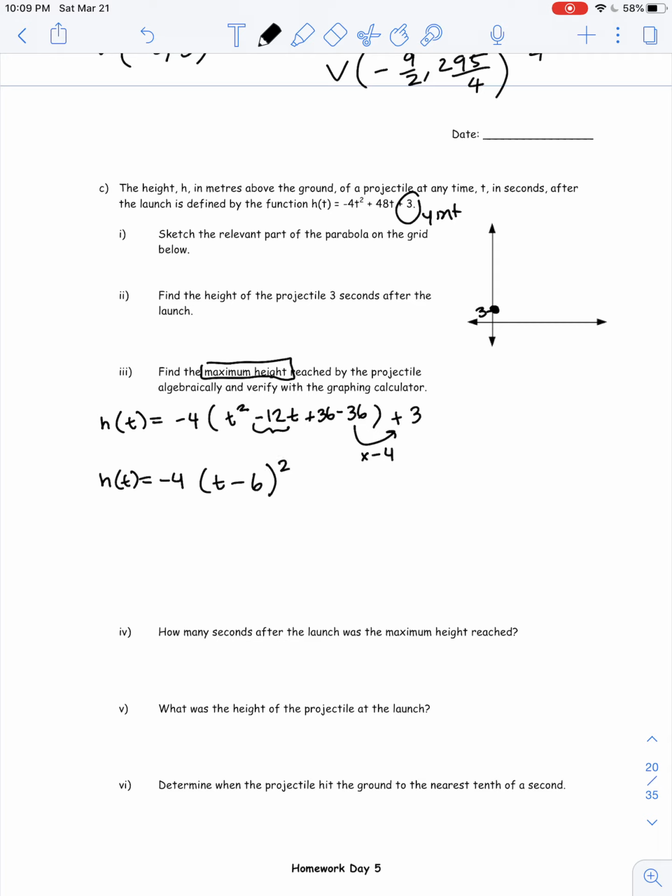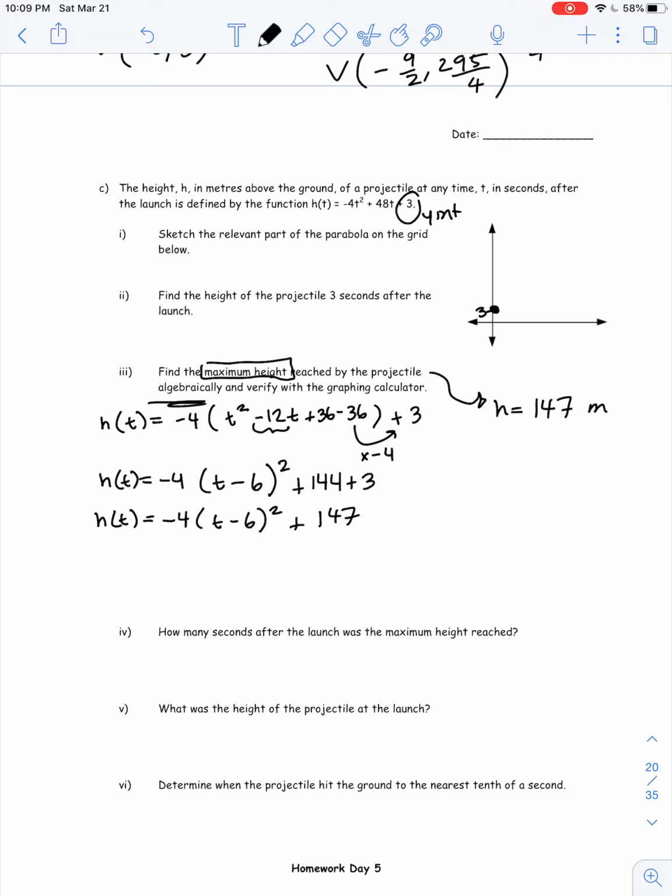That's our p, and then we have a square outside of it. And then -36, we're multiplying it by -4. We get positive 144, which we have to add with 3. Our vertex form is then -4 t minus 6 squared plus 147. So the maximum height reached by the projectile is going to be 147, and it's going to be in meters.